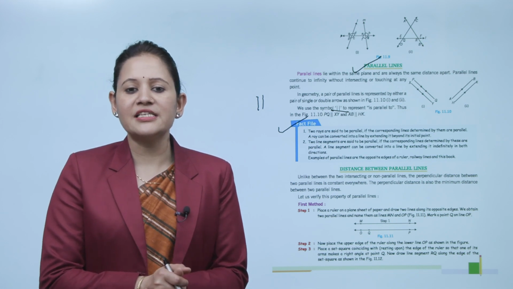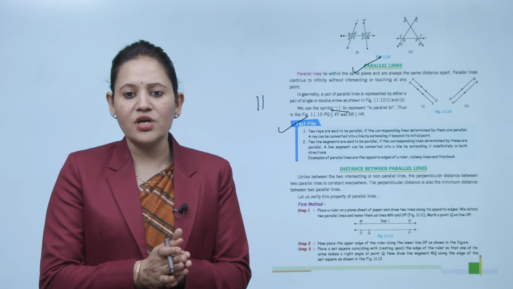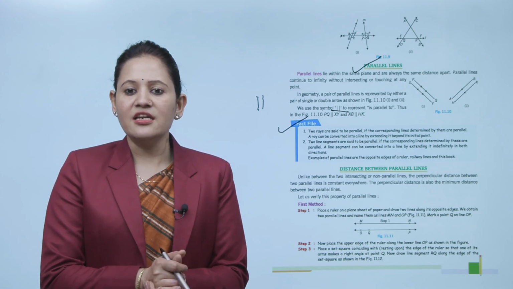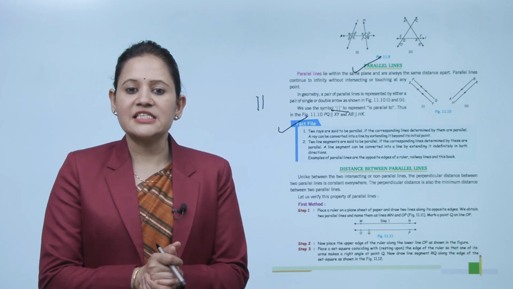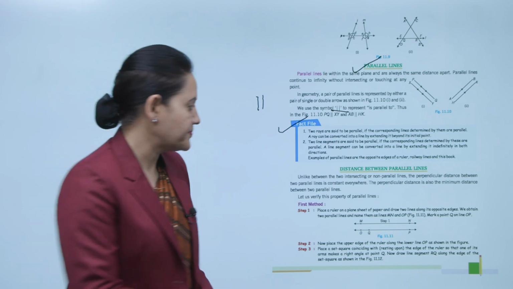Examples of parallel lines are the opposite edges of a ruler, railway lines and this book. All these are examples of parallel lines. Next is distance between parallel lines.